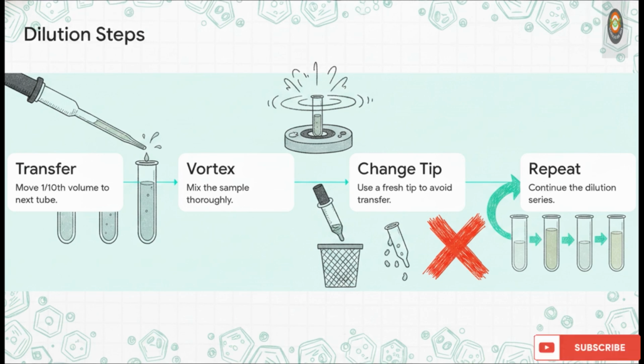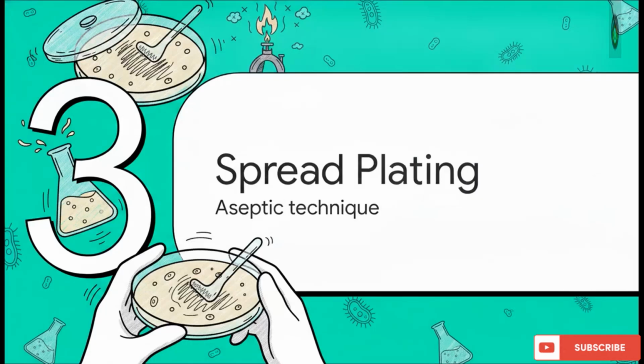If you reuse the same tip, the high concentration of sticky cells from the previous tube will just cling to the plastic. That's going to artificially inflate the numbers in your next tube and completely ruin your data. So fresh tip every time. Which brings us to our final step, Section 3, aseptic spread plating techniques.